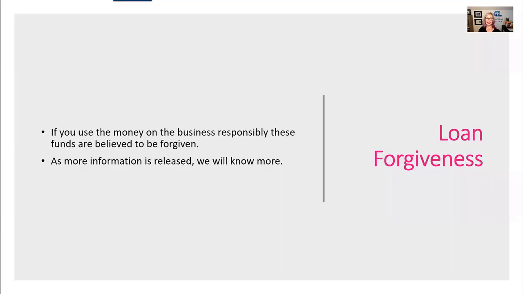So it's pretty quick, it's fast. If you use the money on your business responsibly, these funds are forgiven. There's more information that's going to be given to us soon, but people have already started receiving these $10,000. So I know of businesses that have already gotten theirs. It's fast, and if you haven't done it yet, reach out. I'll help you go through this process, or hopefully this was enough information to get you through it.